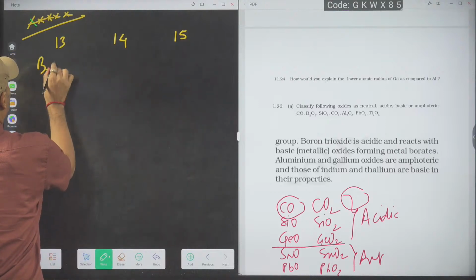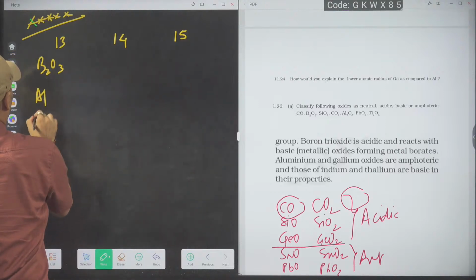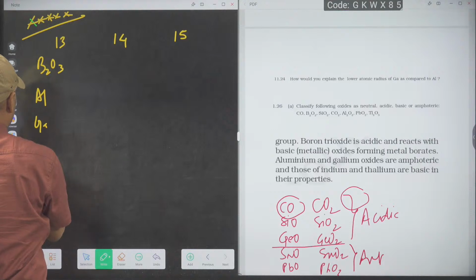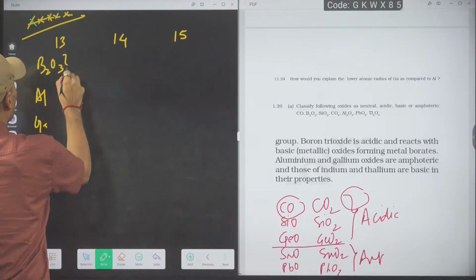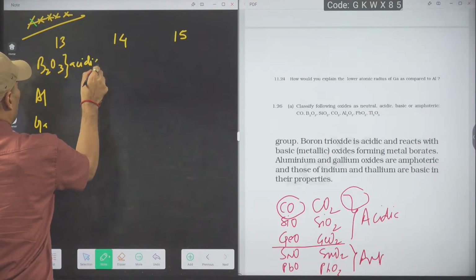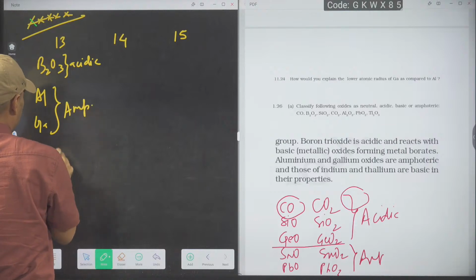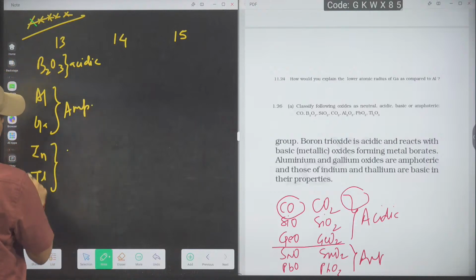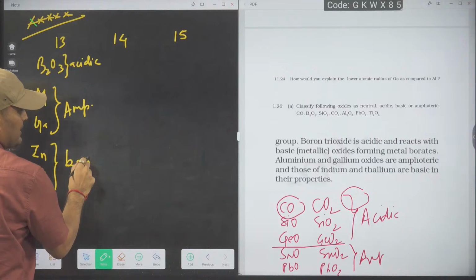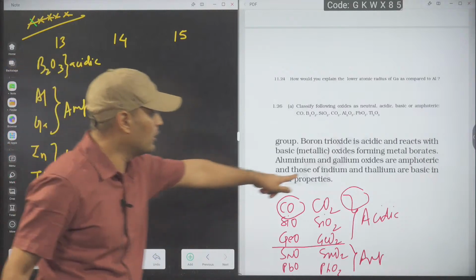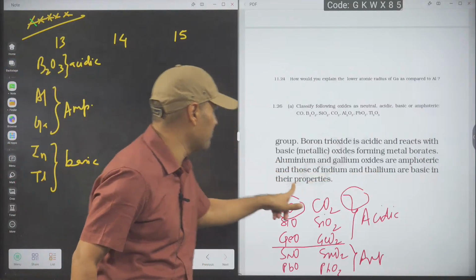Like boron oxide B2O3: boron, aluminium, gallium, indium, thallium. Boron is acidic, non-metal. The middle ones are amphoteric, the last ones are metal type. Metal type means what? Basic. So it is written here that indium and thallium are basic.